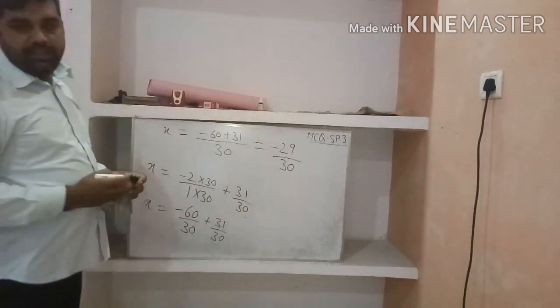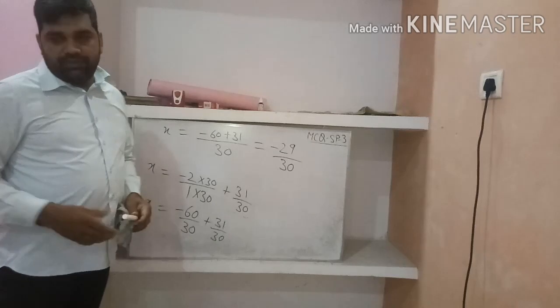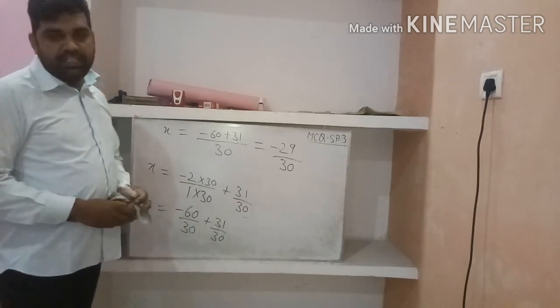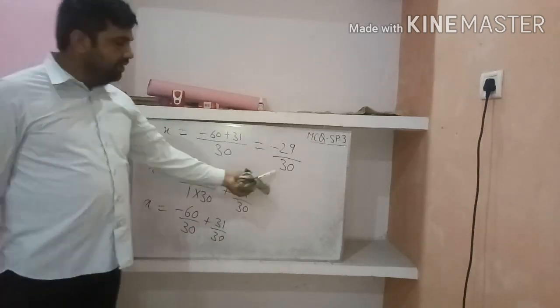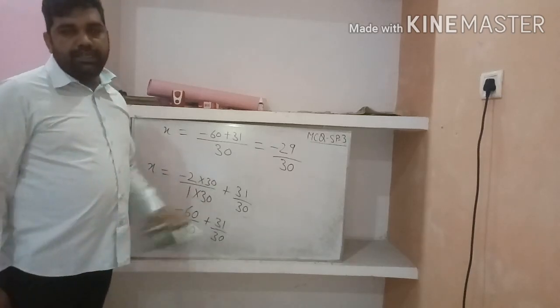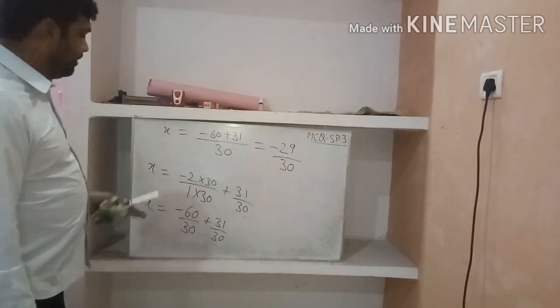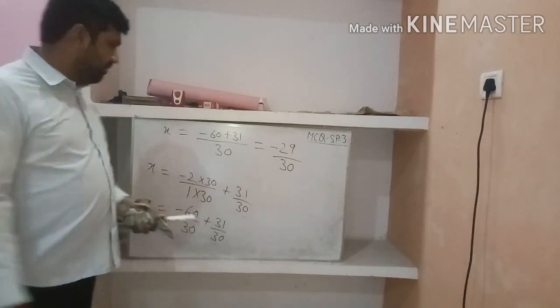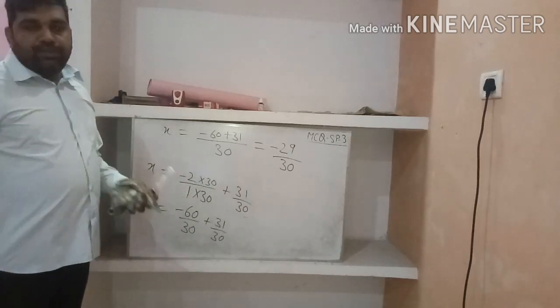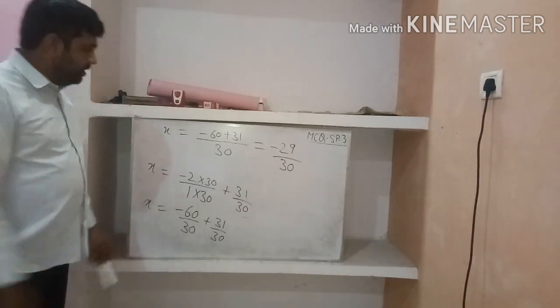Minus 29 by 30. Now see the option which is matching. Option is B. 8B, minus 29 by 30. So that is the option B. 8B is the correct answer, minus 29 by 30. Okay, like this we solve. So next, question number 9. We move to the next question 9.